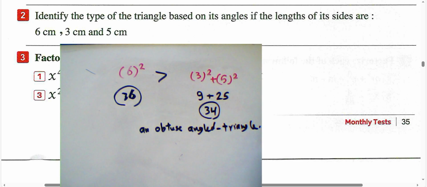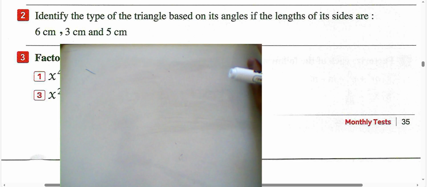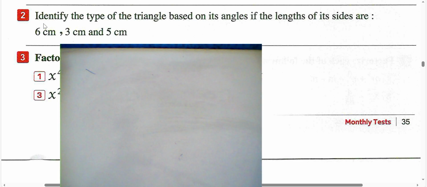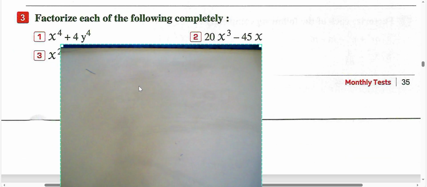Obtuse angled triangle, okay? Because the greater side squared is greater than the first side squared plus the second side squared. This question: factorize each of the following completely, okay?